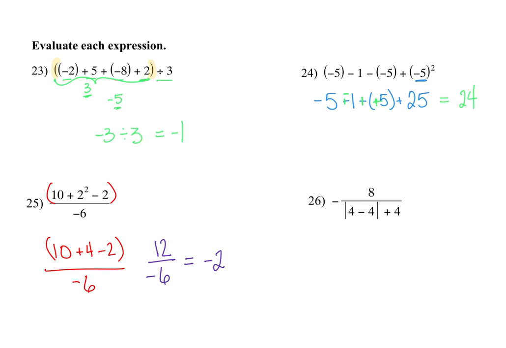On the last one, pay attention to this guy. He is for the whole fraction, but it's easiest to apply him to this up here. So if you see a negative in front, just put it with that numerator. I have an absolute value. 4 minus 4 is 0, and the absolute value of 0 is 0. All right, so then I'm going to combine that 0 and 4. I have -8 divided by +4. That equals -2.